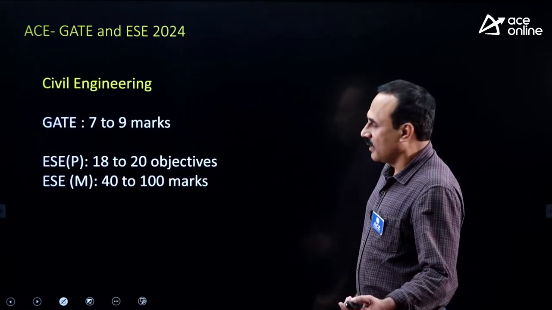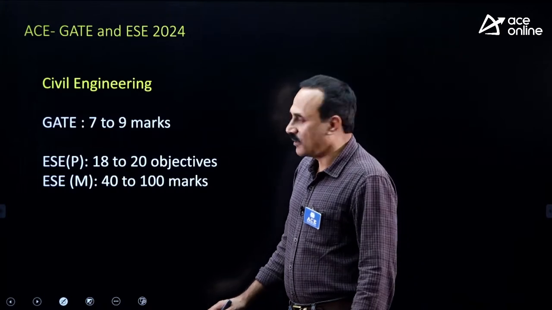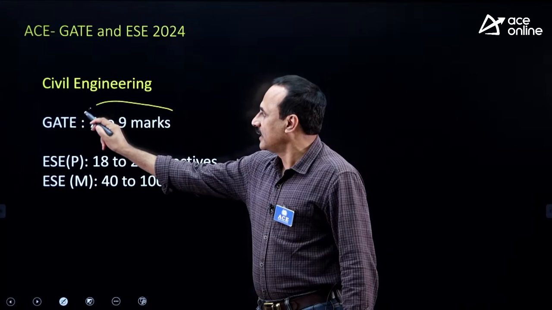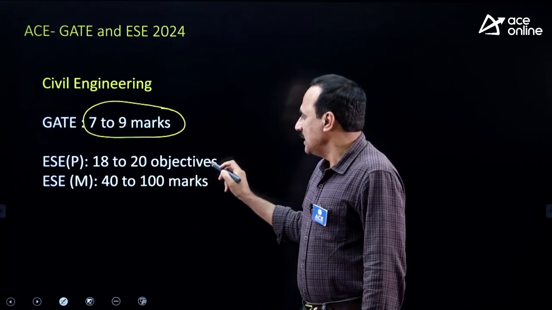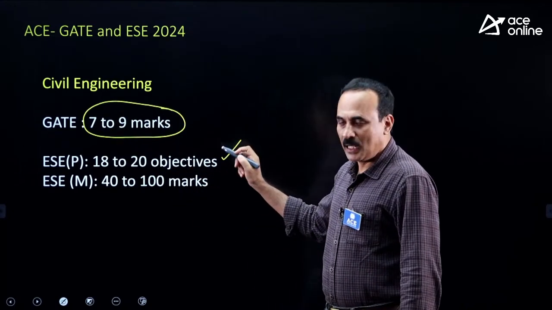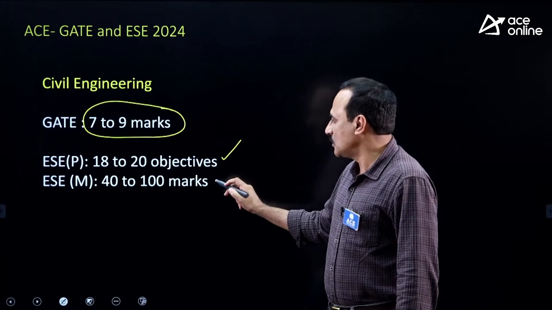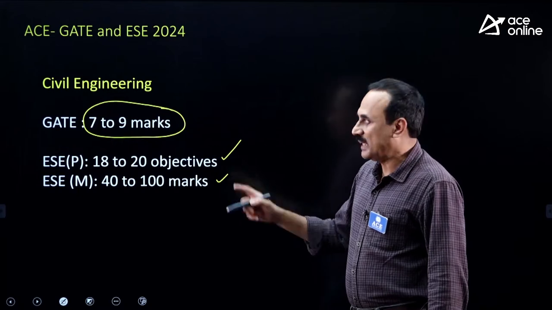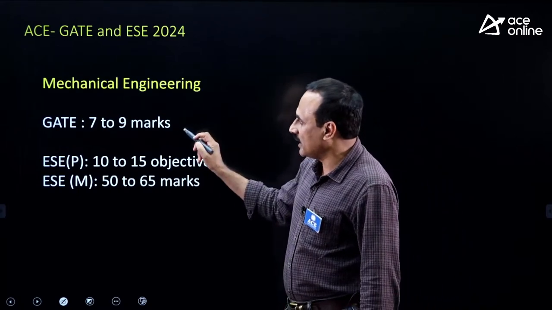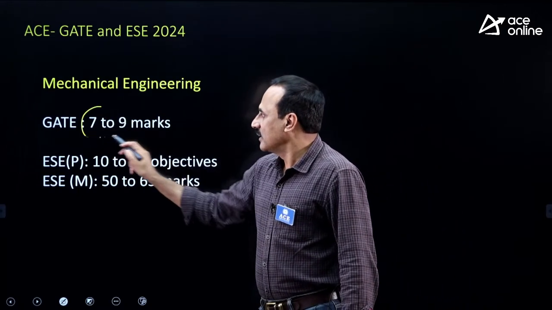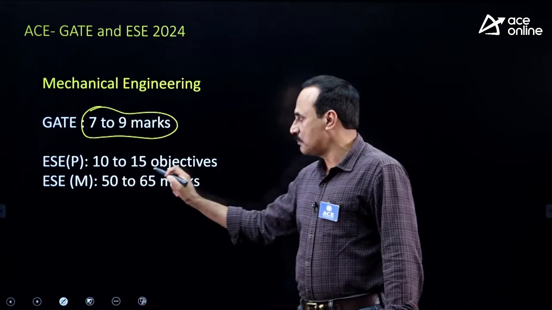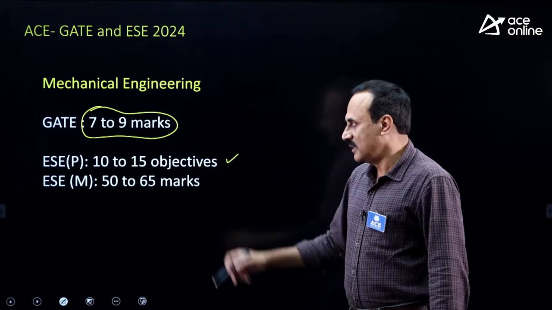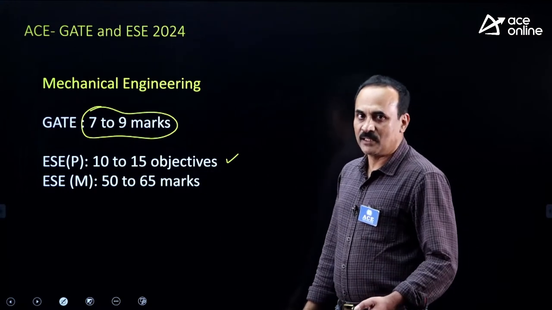So the weightage is very good. We have discussed in our last video. Civil point of view, GATE 7 to 9 marks, ESE prelims 18 to 20 objectives, ESE mains point of view, 40 to 100 plus marks in mains. Coming to mechanical engineering, 7 to 9 GATE point of view, ESE prelims 10 to 15 objectives, good weightage. ESE mains 50 to 65 objectives.